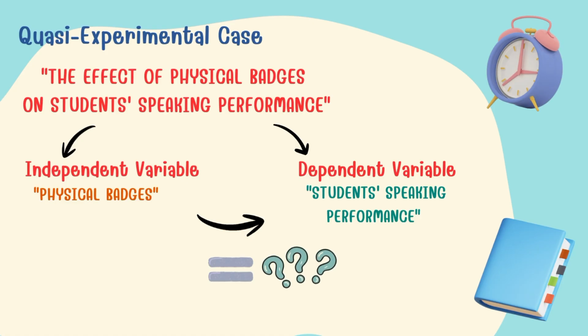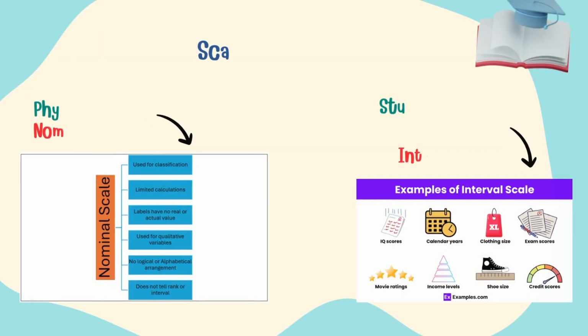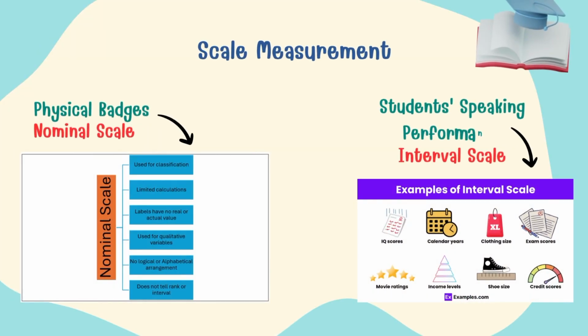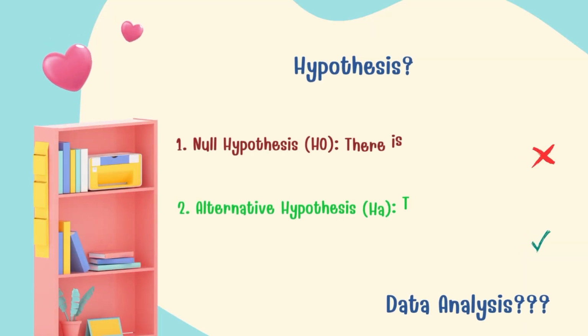Based on this title, we know that the independent variable is the physical badges and the dependent variable is the student speaking performance. I conduct this title to find out whether the student speaking performance can improve by giving the physical badges. For scale measurement, I use a nominal scale for physical badges. I use this scale because physical badges don't have any score. And I use an interval scale for student speaking performance because the data of this variable are obtained from the pretest and post-test score.